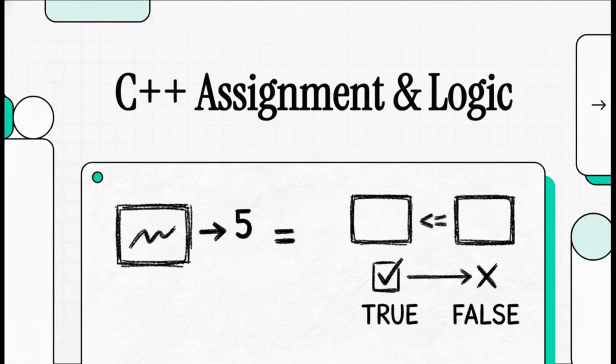Let's jump right into the heart of C++ today. We are looking at exactly how the language efficiently assigns and logically compares values in memory. If you've ever wondered what the compiler is literally doing behind the scenes every time you hit run, well, you are in the right place.